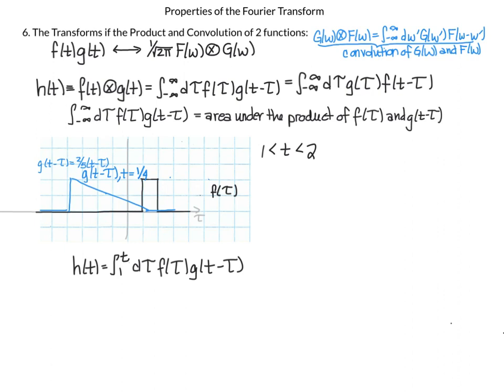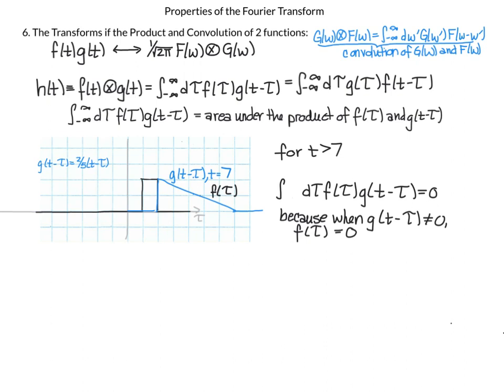When we get to t greater than 7, you can see now we're back to the original case: when g of t minus tau is not equal to 0, then f of tau is equal to 0. And vice versa, when f of tau is not equal to 0, then g of t minus tau is equal to 0. So the product is equal to 0 and the integral is equal to 0.